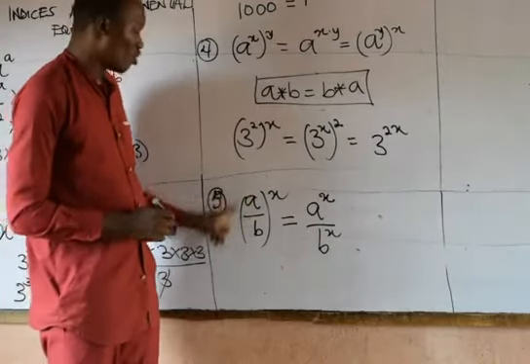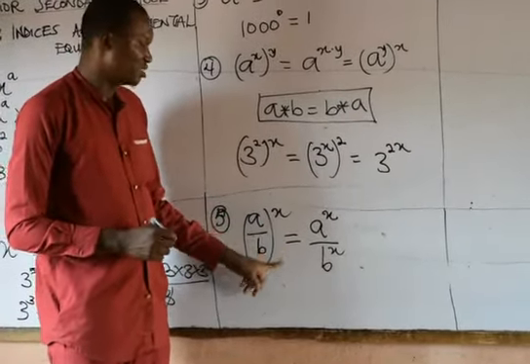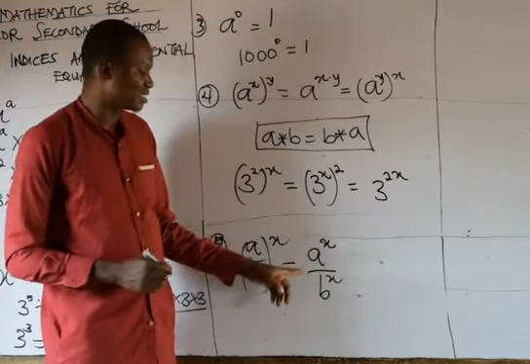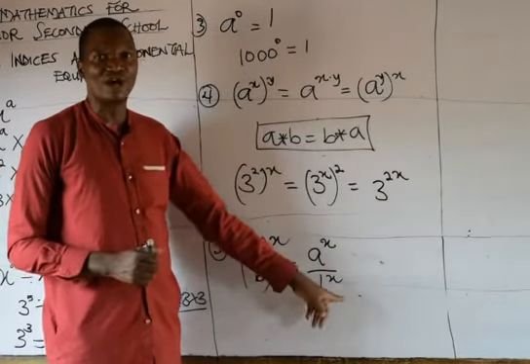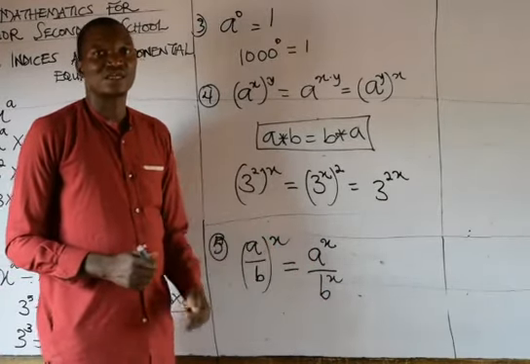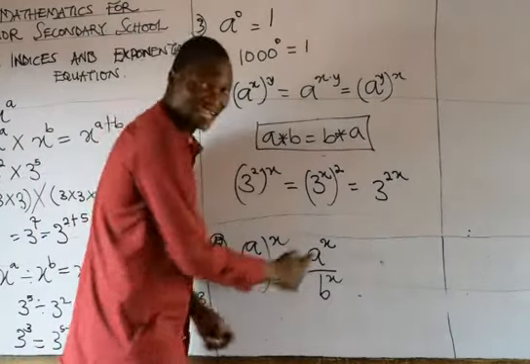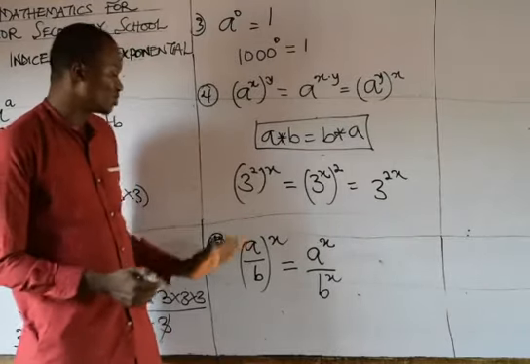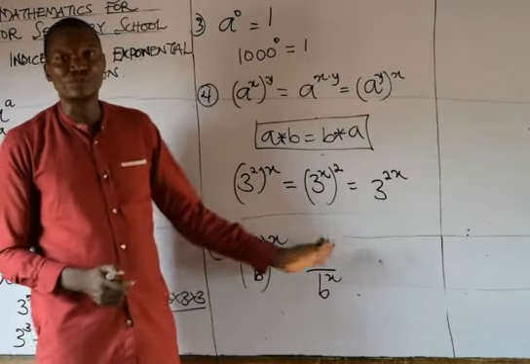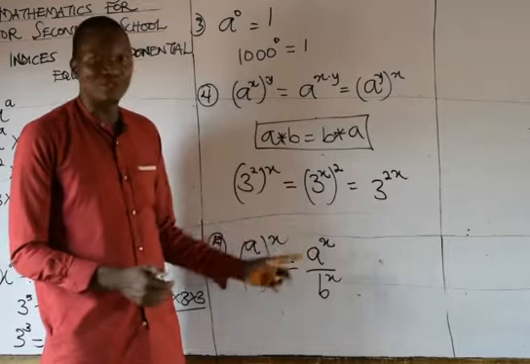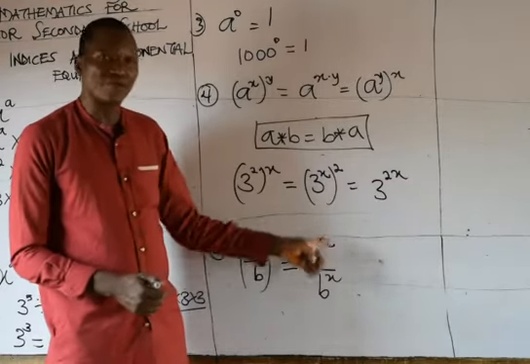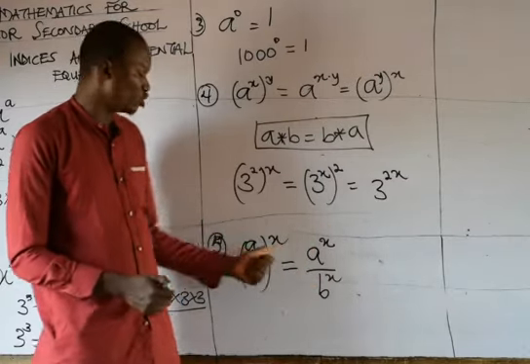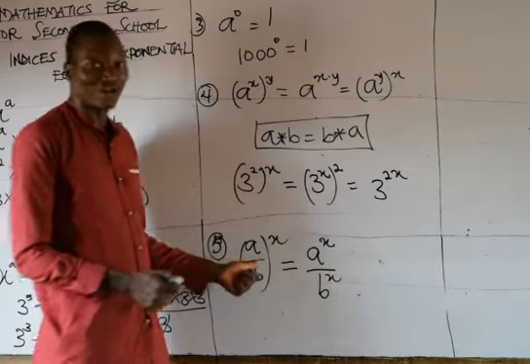A over b all raised to the power of x is equal to a raised to the power of x divided by b raised to the power of x. Then we can also move backward. It's not always the question that will be given. We will have a question like this and we will be moving forward. The law implies that a raised to the power of x divided by b raised to the power of x can also be written as a over b raised to the power of x.